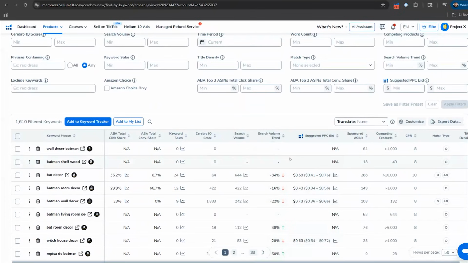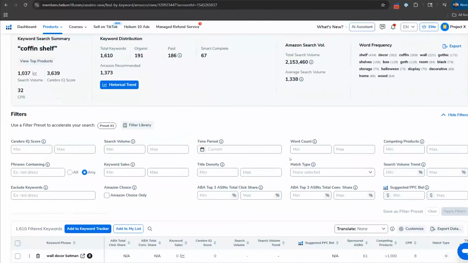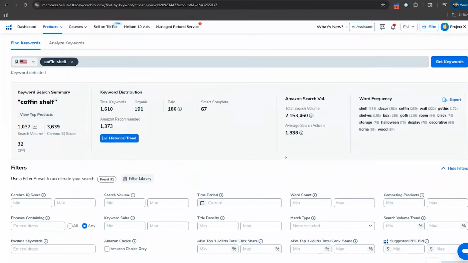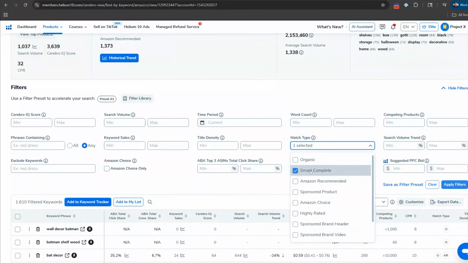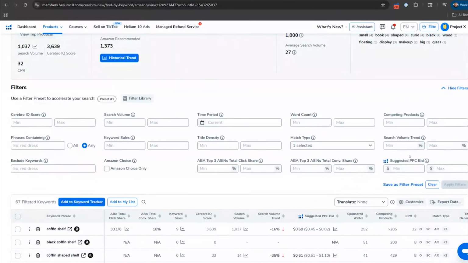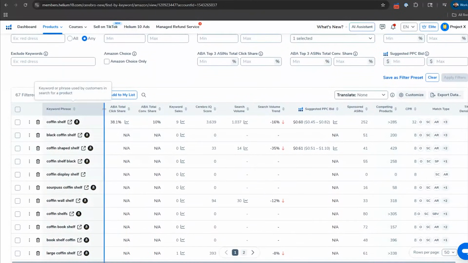Now, what I like to do is focus in on the Smart Complete. That is a way to see, hey, what is going to come out in a phrase campaign? Basically, any keywords that have coffin and shelf in them in different forms. Like there could be a large coffin shelf, or it could be coffin shelf small, or maybe there's a word in between like coffin spooky shelf. These will all come up, including plural forms of this word like coffin shelves, coffins shelf, etc. So how I can see all of these keywords is here under match type, I'm going to select Smart Complete and hit apply filters. And when I do that, those 67 keywords come up.